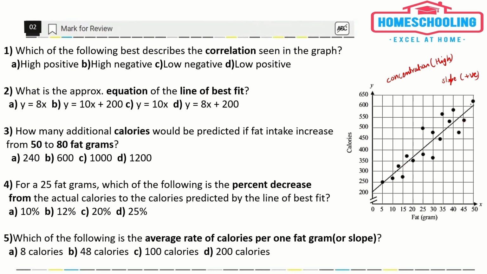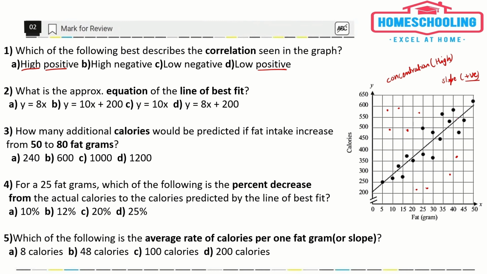So what kind of relation is this? The slope is positive, so we have two options that are positive. But the concentration is high because most of the data points are near the line of best fit. So we will call this relation a high positive correlation. Now, if we had data points scattered here, here, here, and here, what kind of correlation would we have?